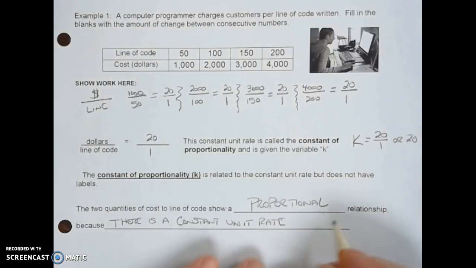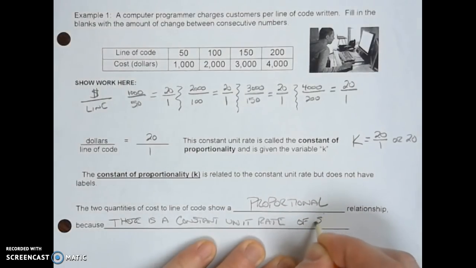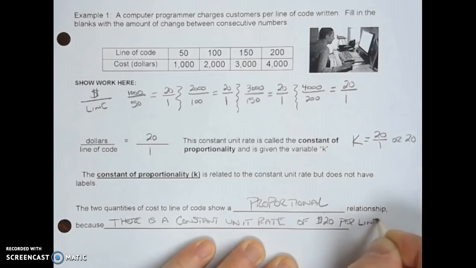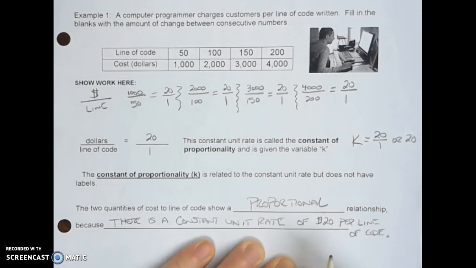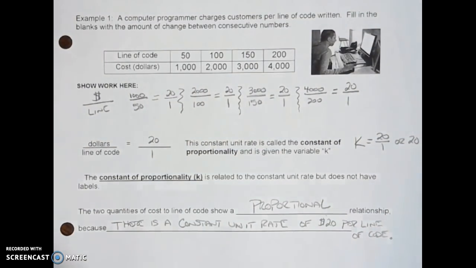And we can even say that there's a constant unit rate of $20 per line of code.